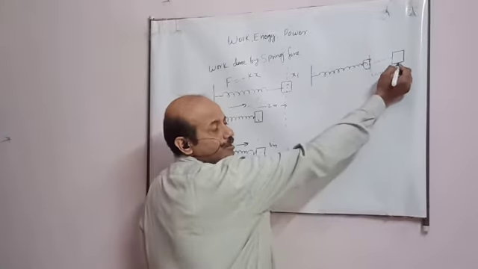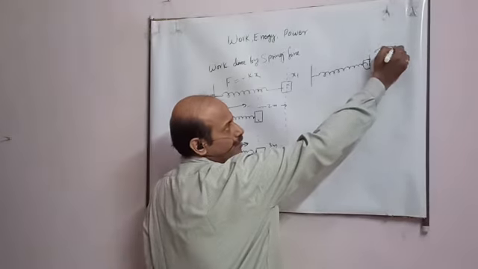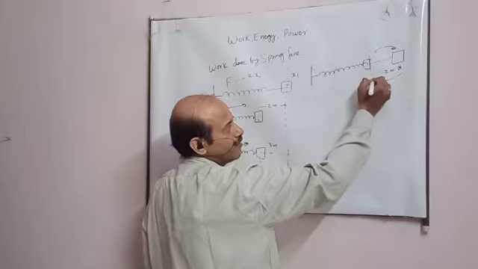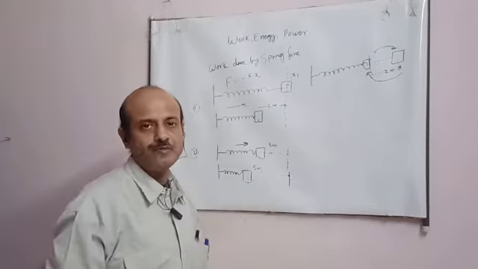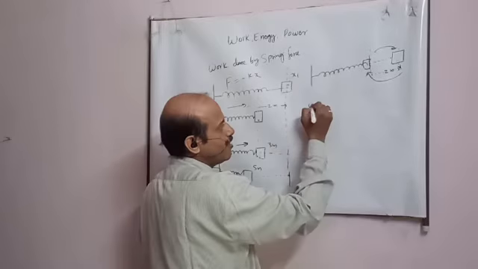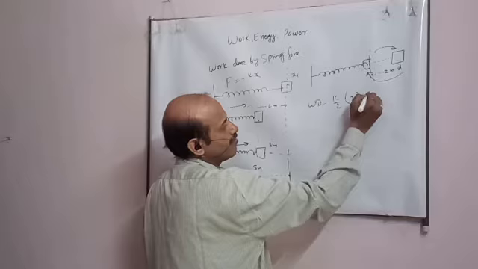This is elongated by 2 meters this side, student, and again it is brought back from here up to here. It comes back. So this journey you have to do, find the work done, student. So in this case the work done will be, student, K by 2 (x1 square minus x2 square).